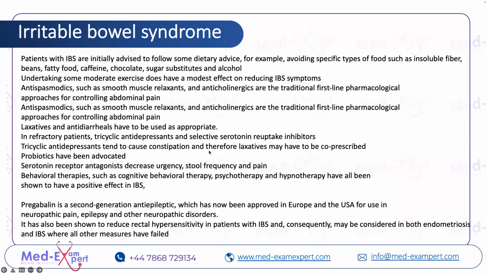Antispasmodics will be given, and the patient may need laxatives or antidiarrheals as per her need. If she's having diarrhea, of course, you will give her an antidiarrheal. If she's having constipation, you will give her a laxative. And sometimes tricyclic antidepressants can also help such patients. Probiotics are still under study, but they may also help. Then behavioral therapies, and pregabalin can also be used for such patients.